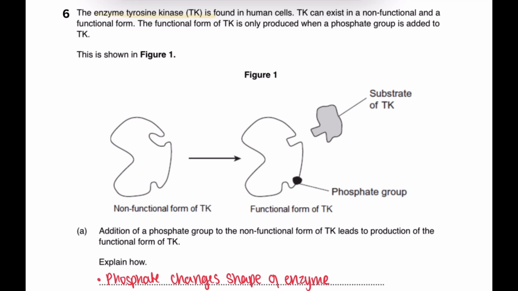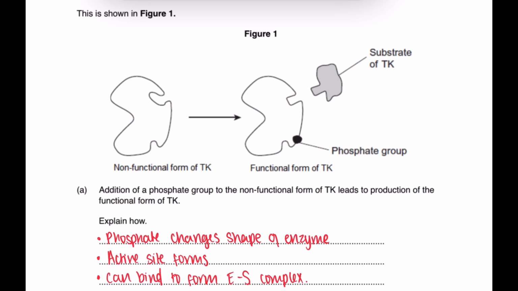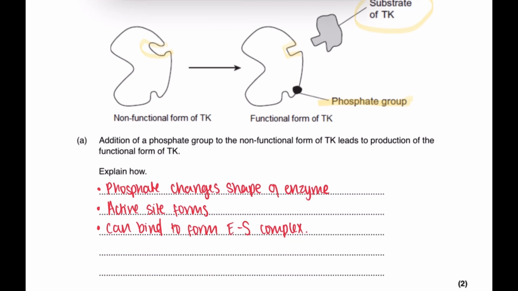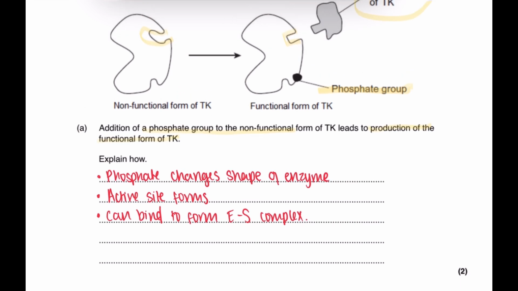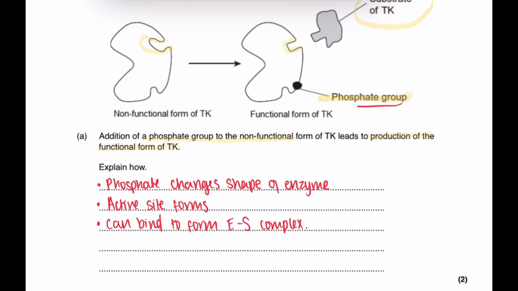Question 6. Enzyme TK is found in a human cell, and TK exists in a non-functional and a functional form. The functional form of TK is only produced when a phosphate group is added to this TK. As shown over here, only when this phosphate group comes can you see that this active site changes shape so that it can actually bind to the substrate. So addition of this phosphate group to the non-functional form of TK leads to the production of the functional form of TK. Explain how.